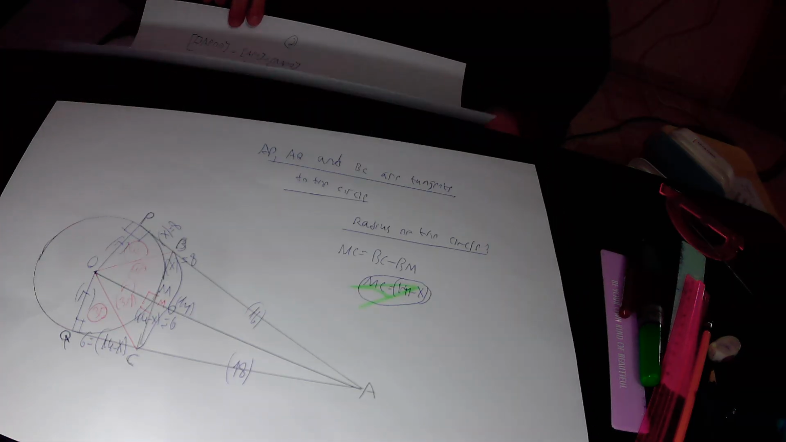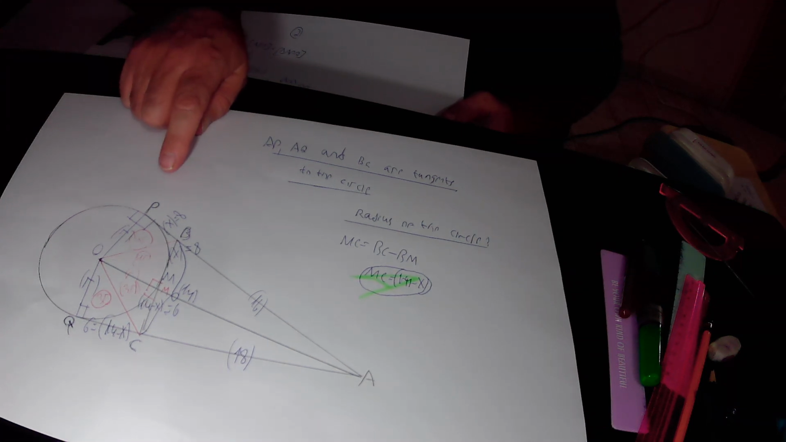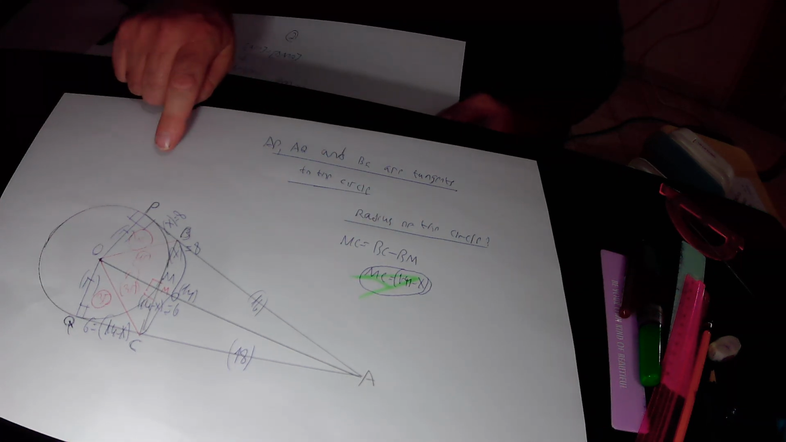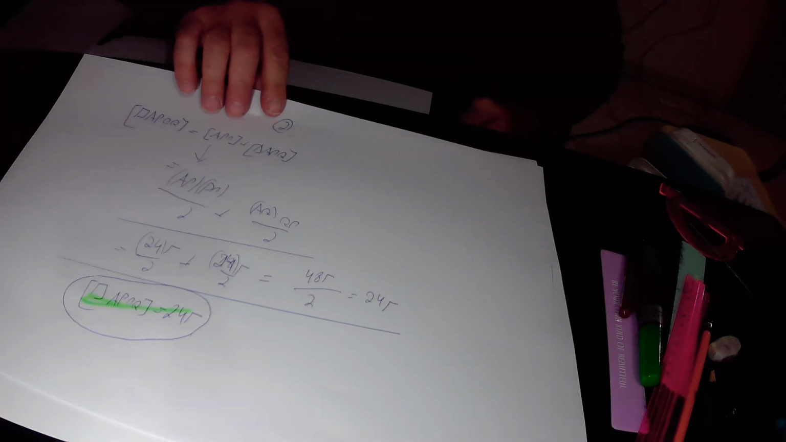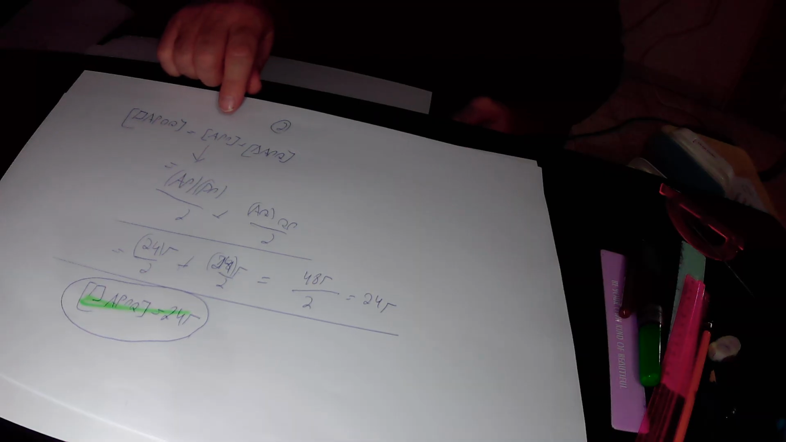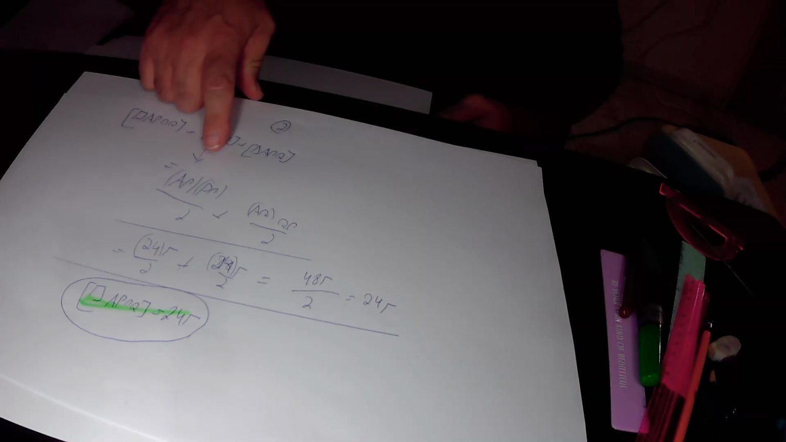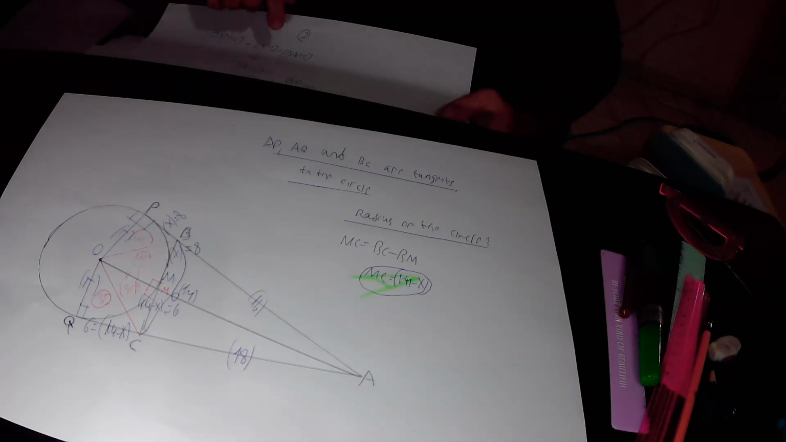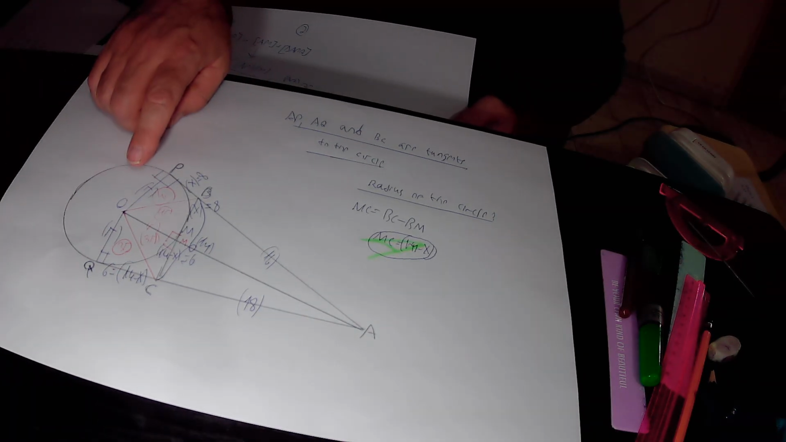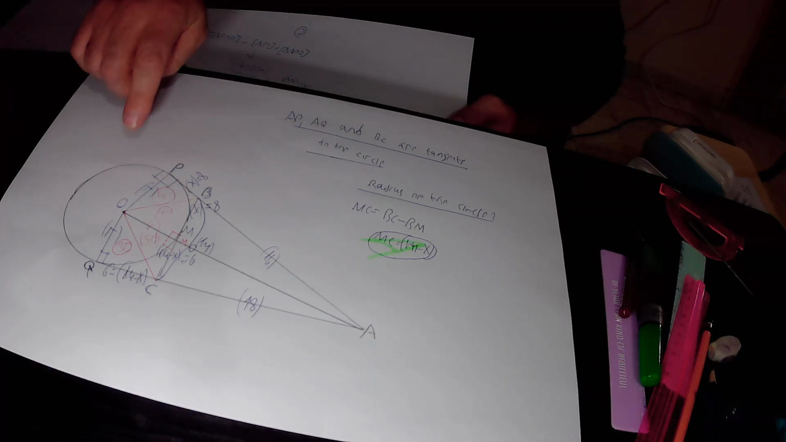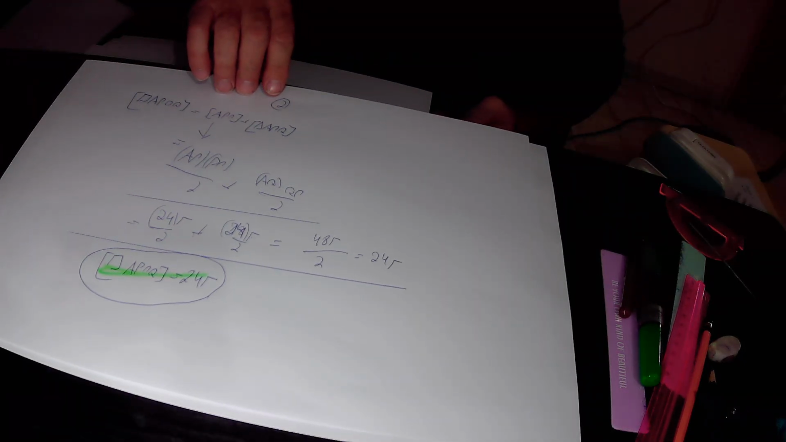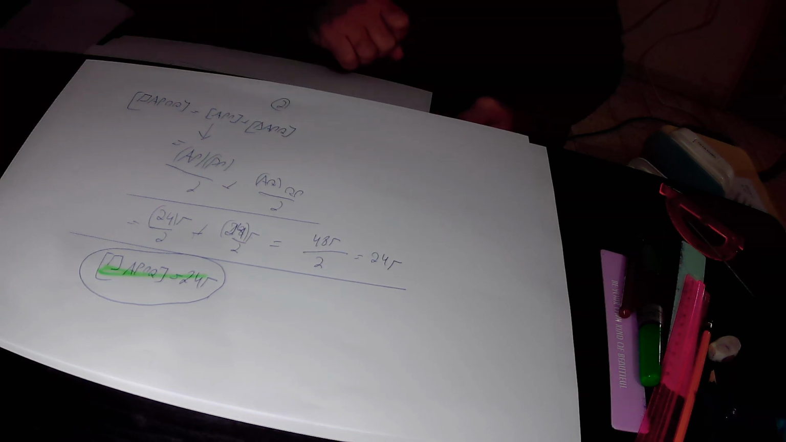The area of this upper right triangle OPA equals the base AP times the height PO over 2. Likewise, the area of this lower right triangle OQA equals the base AQ times the height QO over 2.